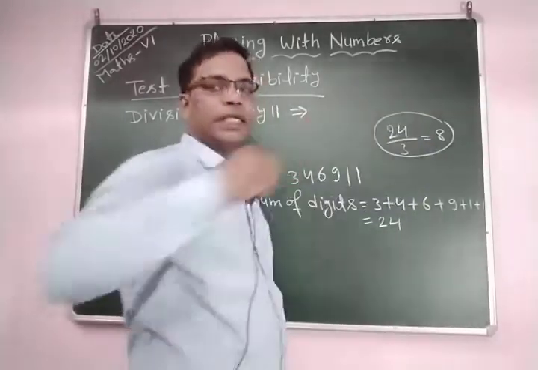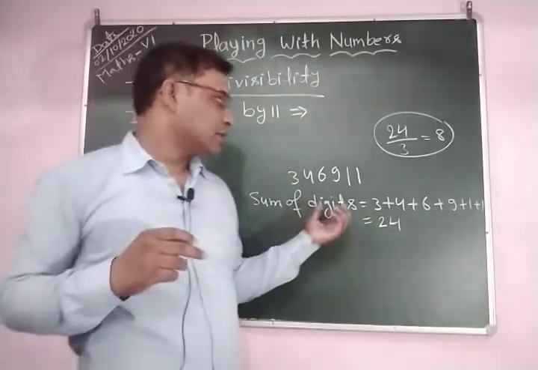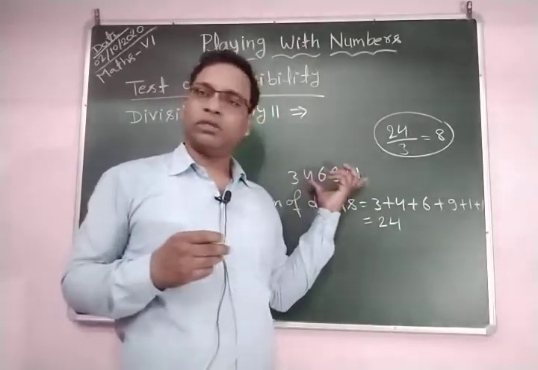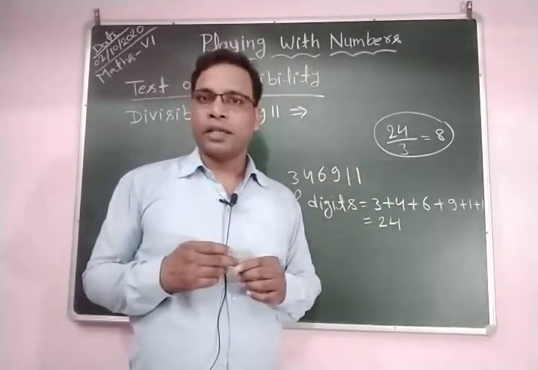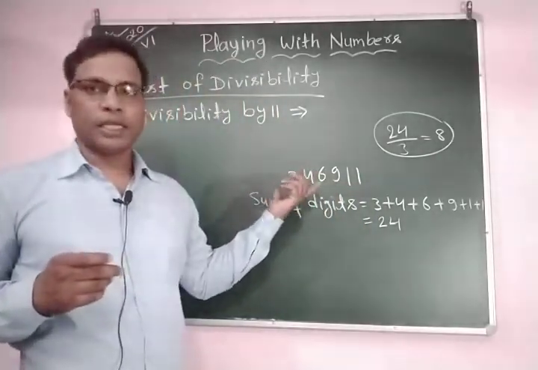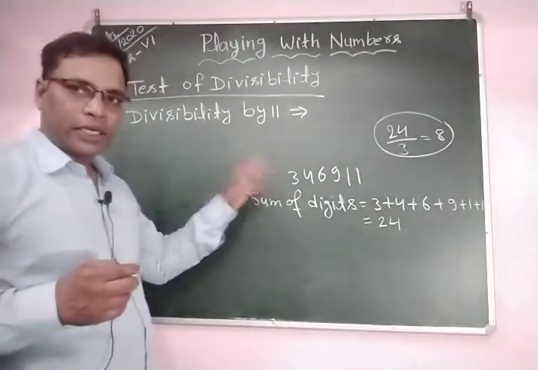So you can see, if the sum of the digits of the number is divisible by 3, then you can say the whole number is also divisible by 3. This is the divisibility test of 3. Let's see whether this number is divisible by 3 or not.